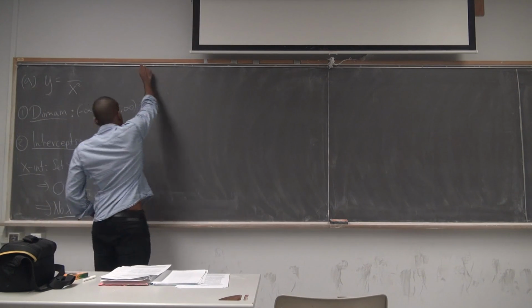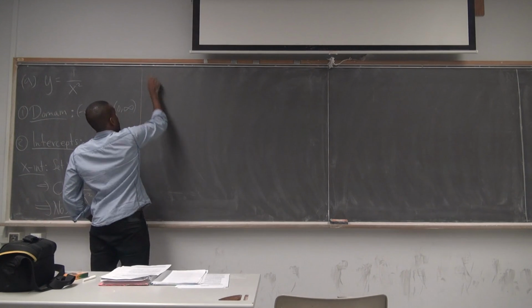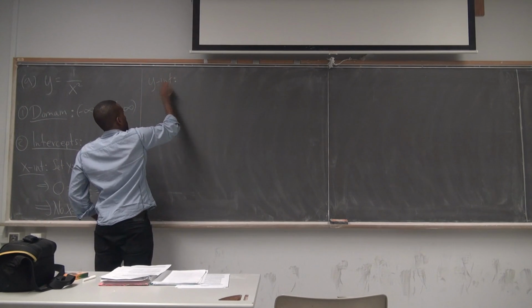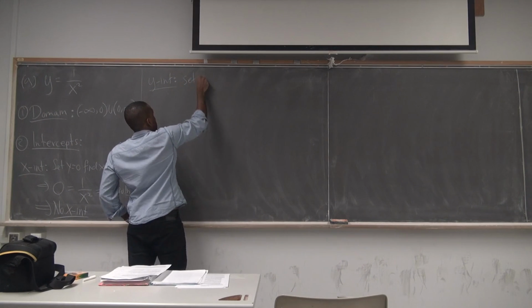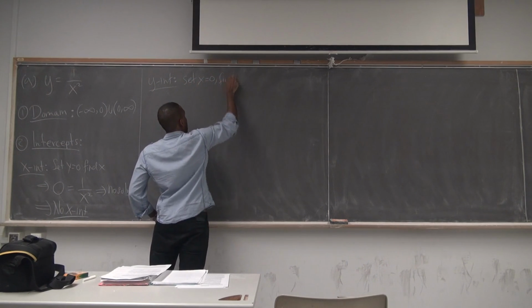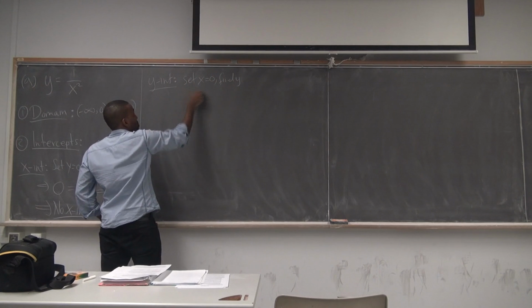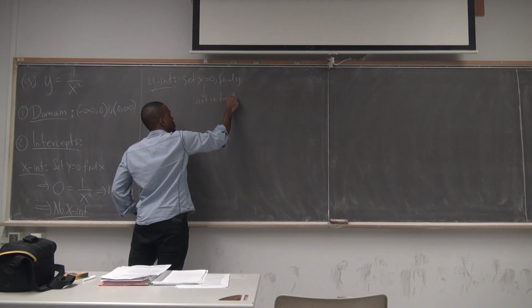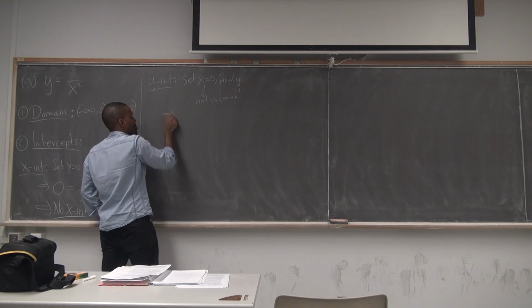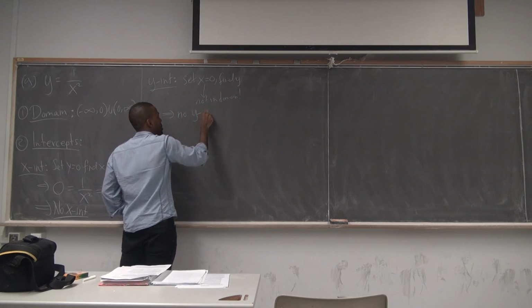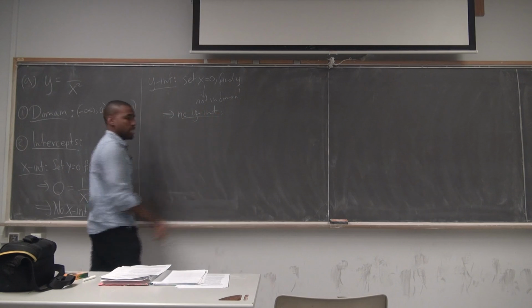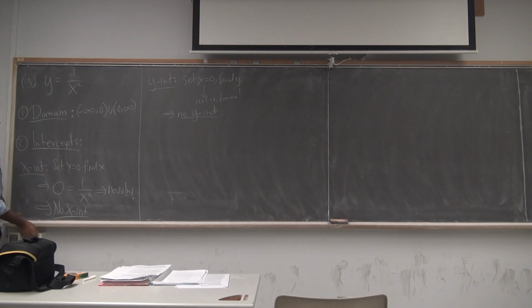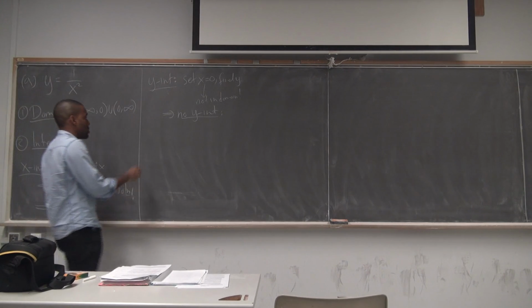Okay? What about y-intercept? For y-intercept, you set x equals 0 and solve for y. But 0 is not in the domain. So I actually can't do that. So I have no y-intercept. So for this function, it has no x-intercept, it has no y-intercept. Even though it had none, I had to check. That's step two. Just go through the process, check if it has intercepts.